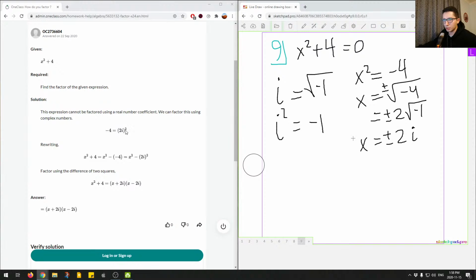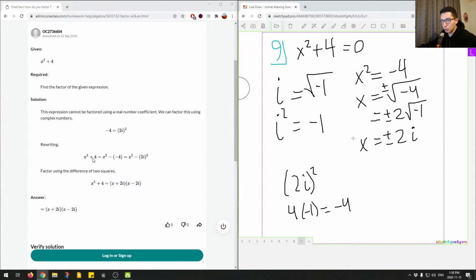So essentially they're just defining here that negative 4 is 2i squared. When you look at this, you can just think, okay, i is the square root of negative 1. So I'll write that down here. 2i squared: 2 squared is 4, and the square root of negative 1 squared is just times negative 1. And you end up with negative 4. That's why they're claiming this expression.